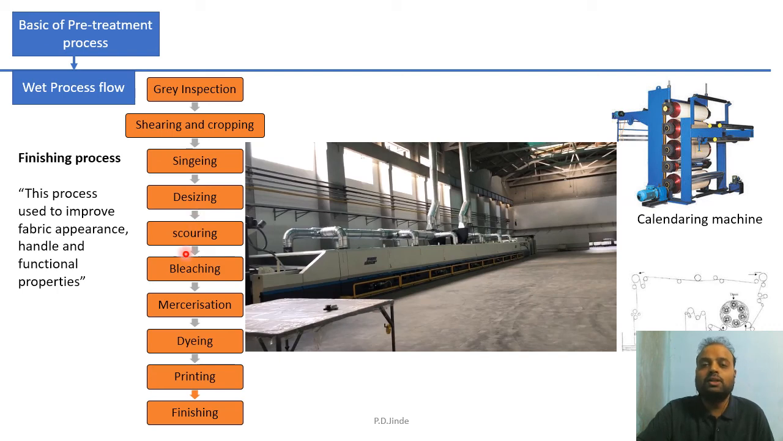Scouring removes the oil, fat, and waxes. Those are hydrophobic in nature. Then bleaching removes the yellowish color and makes the fabric whiter. Mercerization makes the fabric more absorbent. Dyeing process makes the fabric look good with the intended color. And then printing process and finishing process. So all these processes happen in the same house called wet process house.